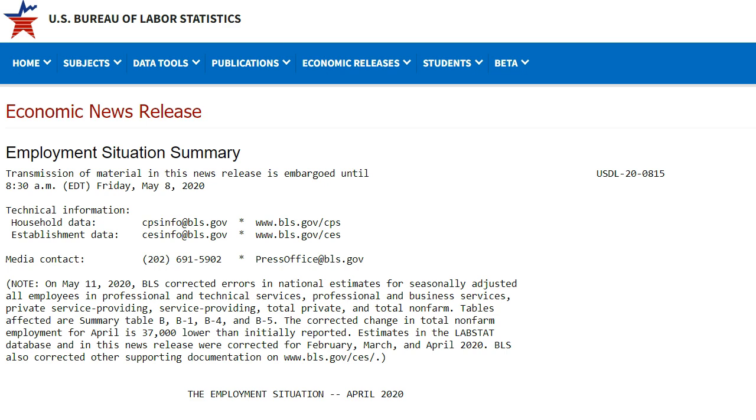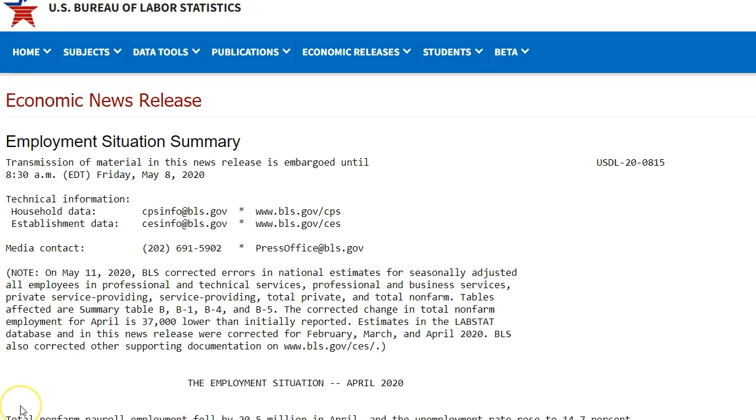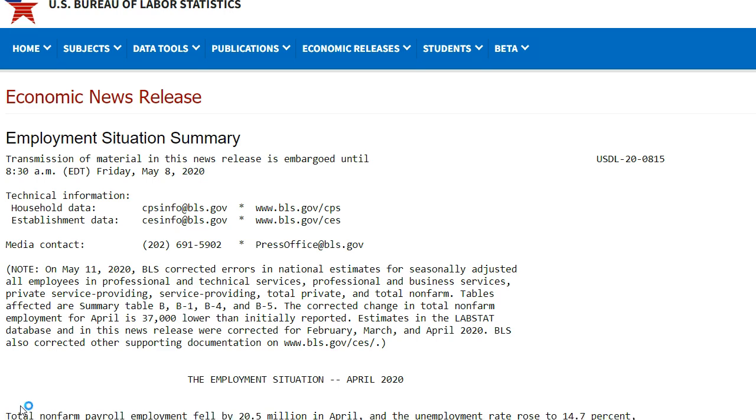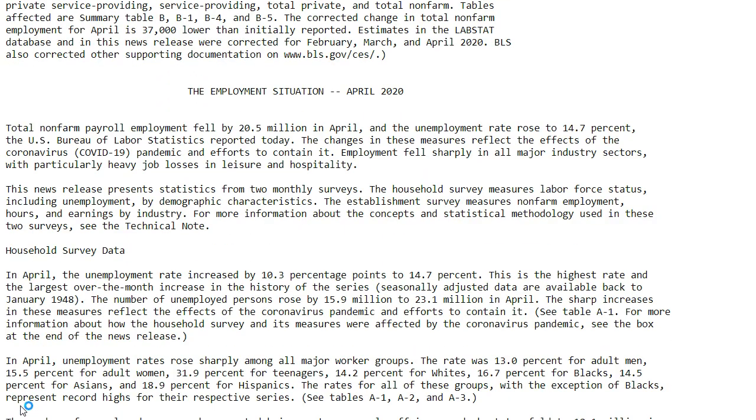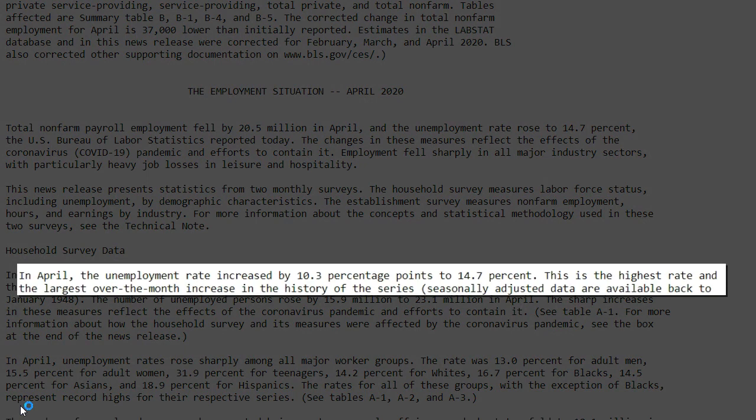The report begins with a synopsis of the data, and at the bottom there are links to several data tables which display all of the data. The synopsis is worth reading as it outlines most of the key points and sometimes gives you some context as well. Like here where it says the unemployment rate increased by 10.3 percentage points to 14.7%.